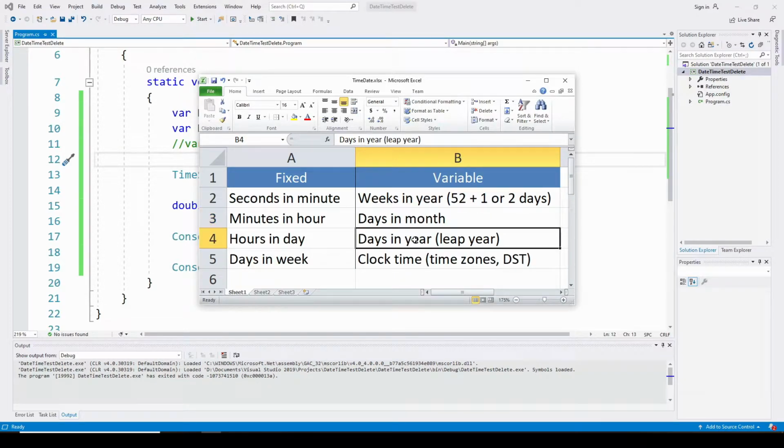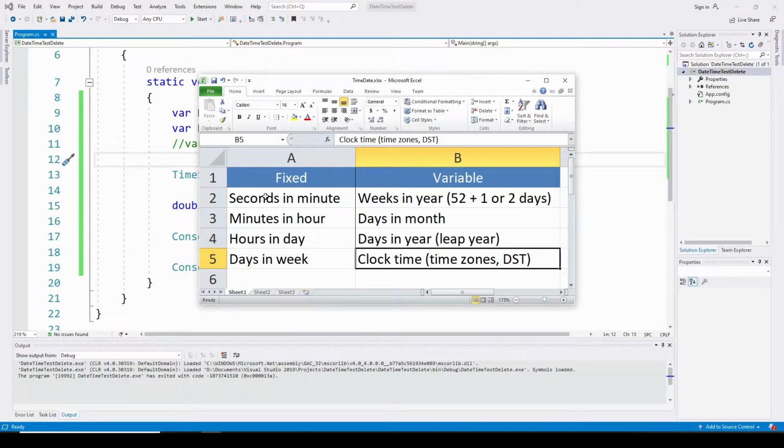How many days in a year? Well, like I mentioned, if you have leap year, normally we think 365. Well, leap year, you can get 366. So that can vary too. And then when you get into clock time with time zones and daylight savings time, that can go all over the place. So anytime you're dealing with clock time, you've got to be careful.